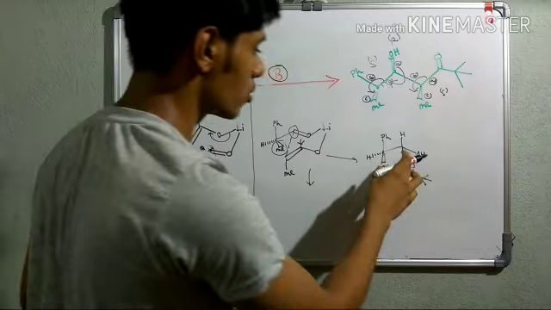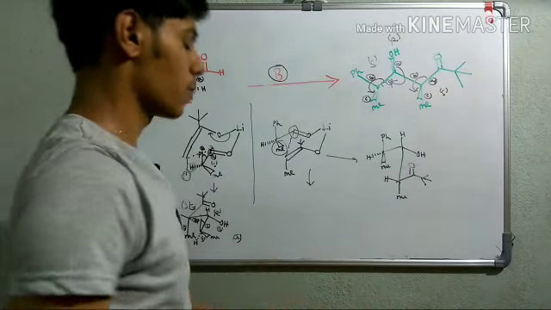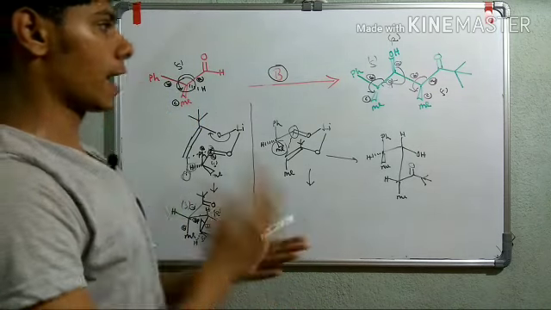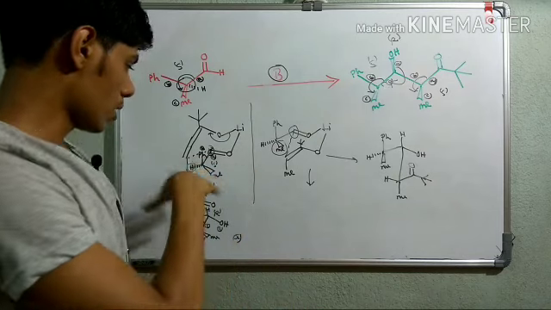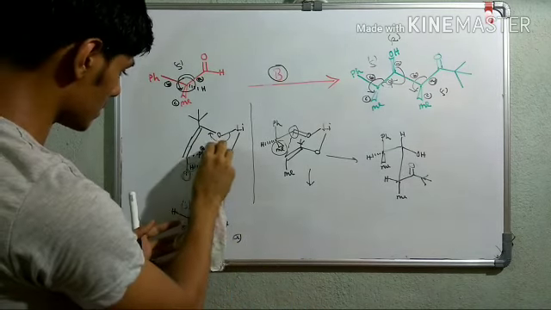You can do the configuration for the other product in the same way, but I am not doing it because it is not our desired product. So this is how you first have to analyze which is the product. Now you have to determine the phase of attack.